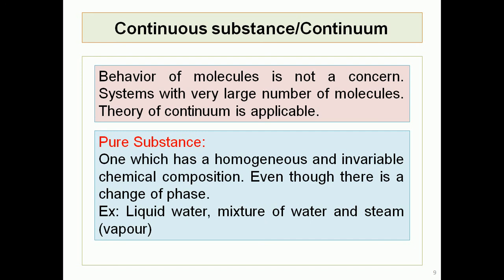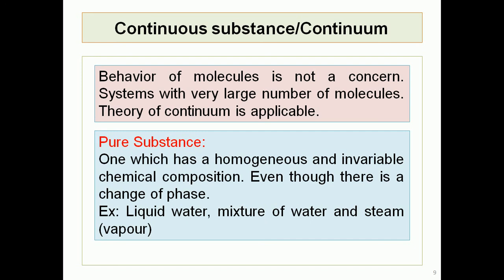Continuous substance or continuum. What is continuous substance? If a substance has an abundant number of molecules so that we can forget what is happening at the individual molecular level, and where due to abundant number of molecules we can apply the theory of continuum, such a substance will be called a continuous substance.